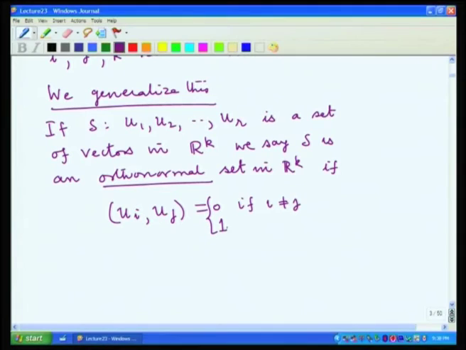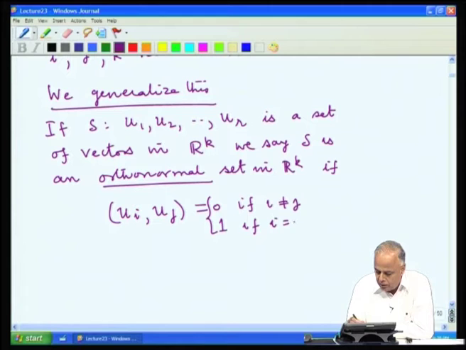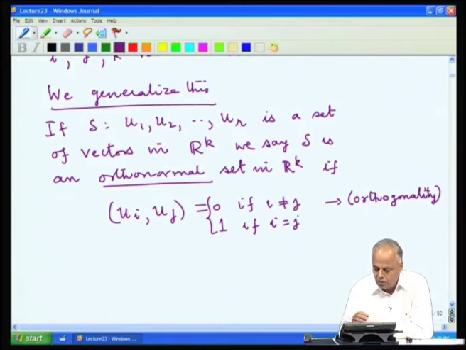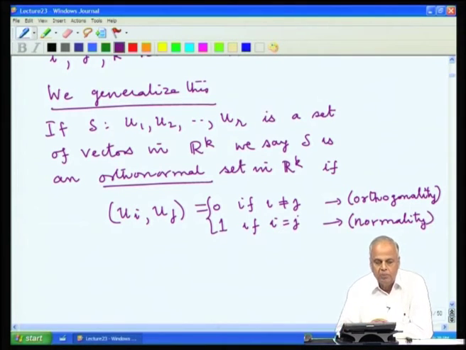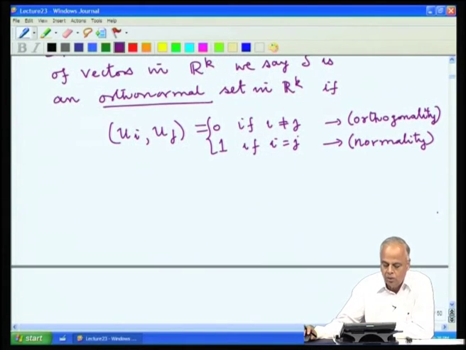What do we mean by the length is 1? If we take i equal to j, then I get the inner product of u i with u i, that gives the length of u i squared, but we want that to be 1. So this must be equal to 1 if i equals j. The first condition is the orthogonality condition, the fact that any 2 vectors are orthogonal. The second one is the normalization condition. Each vector has been normalized to have length 1, and that is why we call the set an orthonormal set.